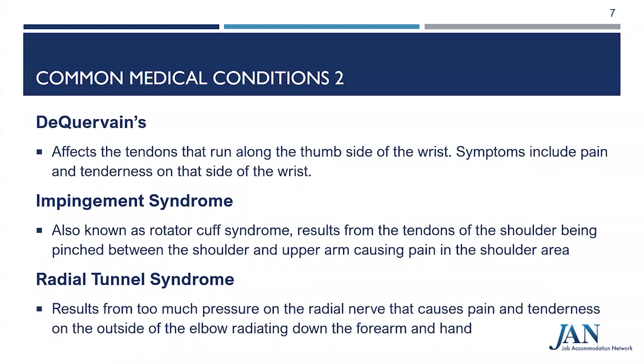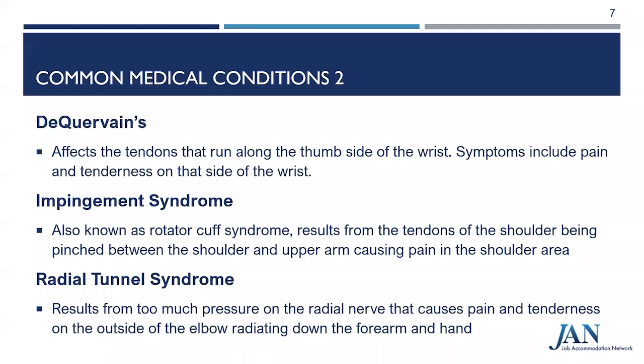De Quervain's tenosynovitis results in swelling of the tendons that run along the thumb side of the wrist, which causes tenderness on that side of the wrist. It makes turning the wrist, gripping or grasping, and lifting with the thumbs up difficult, and is prevalent in those with rheumatoid arthritis.